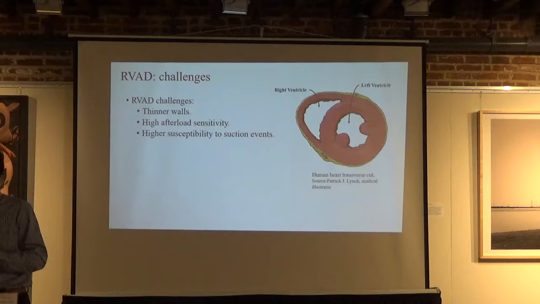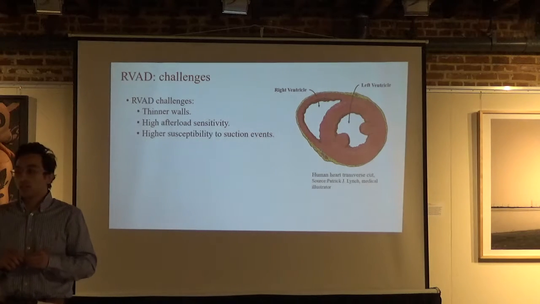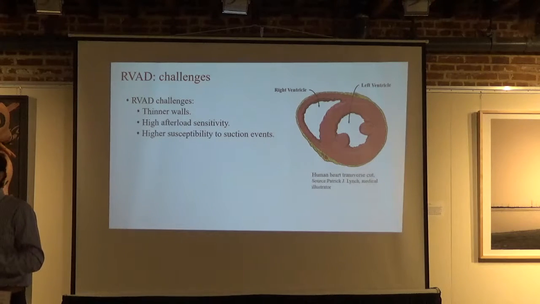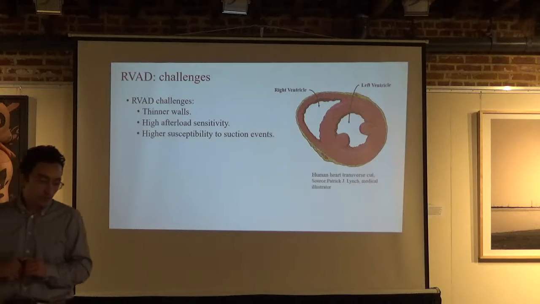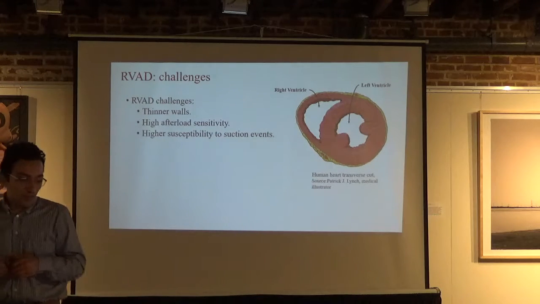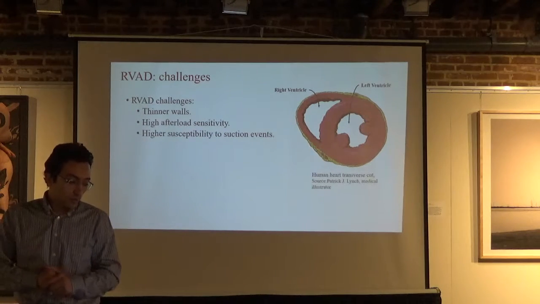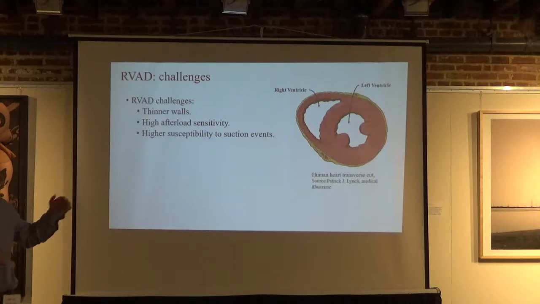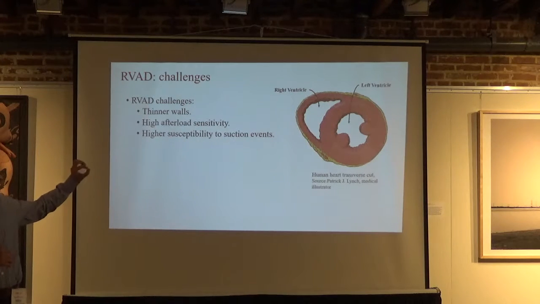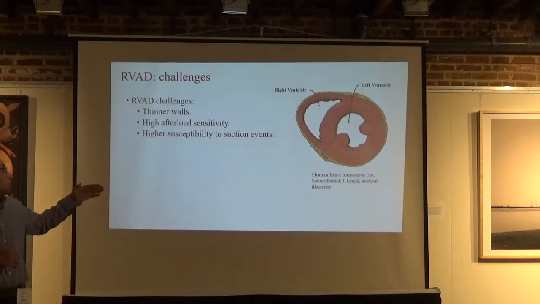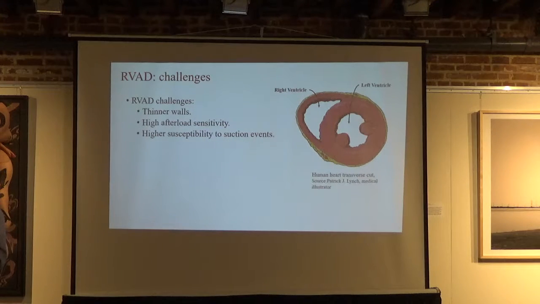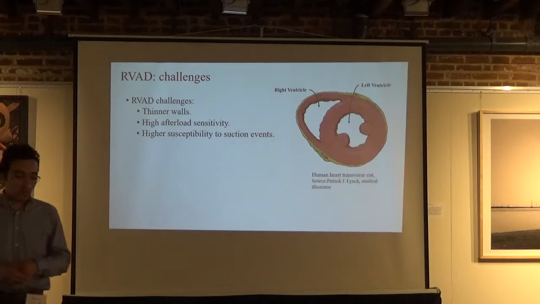It's important to note that controlling or unloading the right ventricle is more challenging than the left ventricle, and this is mainly because of the anatomy of the right ventricle. As you can see from this figure, the right ventricular wall is much thinner, and it has more sensitivity to afterload, which makes it more susceptible to suction events.